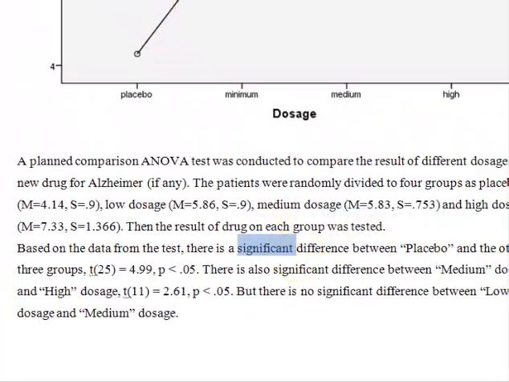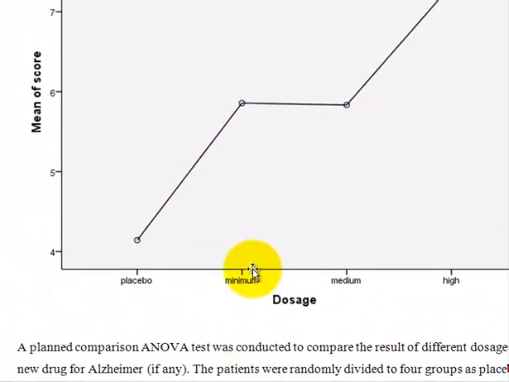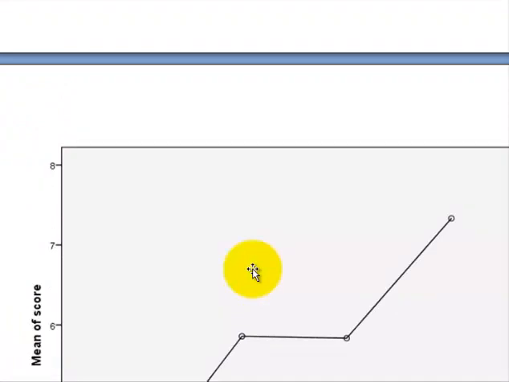But that's it. So remember, whenever you use the word significant, you have to put in the actual t-scores, degrees of freedom, p-values, that kind of stuff. But the rest of this looks really, really good.